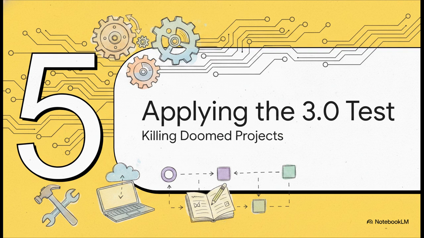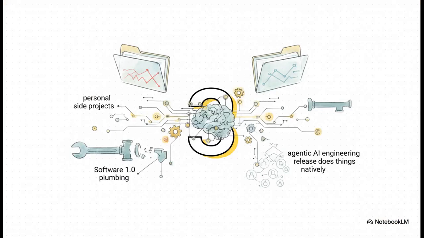Finally, Section 5, applying the 3.0 test, killing doomed projects early. This is where all this theory hits reality. After running this exact diagnostic test, our expert engineer actually went through their own local folders and immediately killed 3 of their personal side projects.